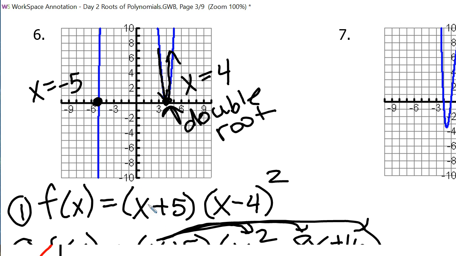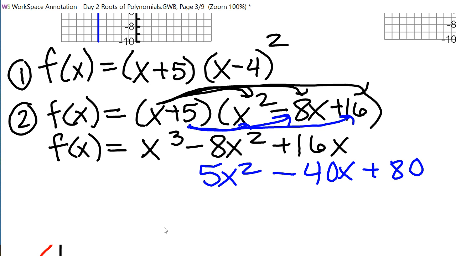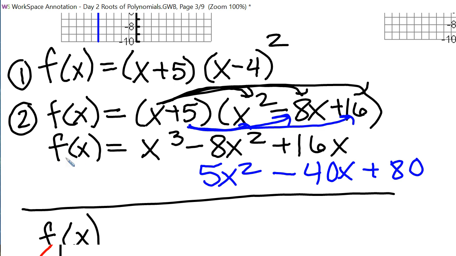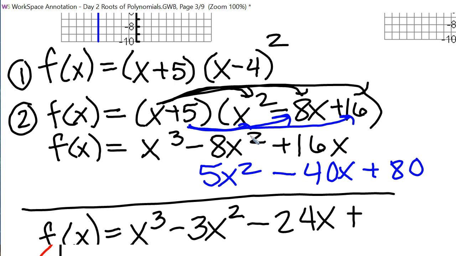So what's 5 times x squared? 5x squared. And 5 times negative 8x? Negative 40x. And 5 times 16? 80. And combining our like terms, make sure the highest degree is up front, so this would be f of x equals x cubed. Negative 8x squared plus 5x squared gives us negative 3x squared. 16x minus 40x gives us minus 24x plus 80.